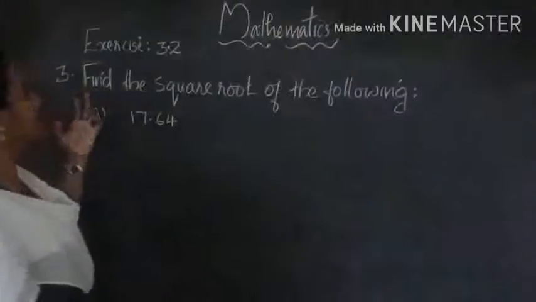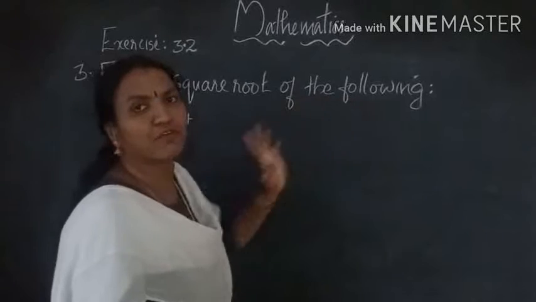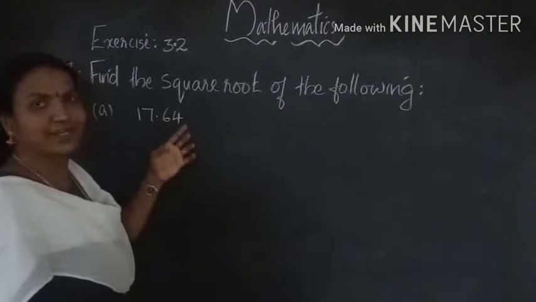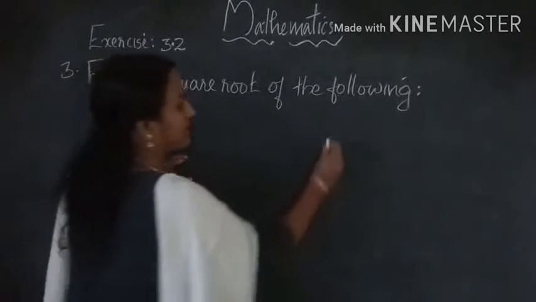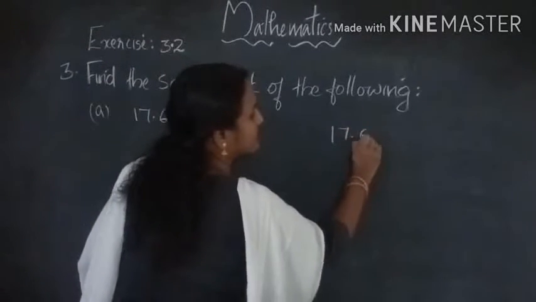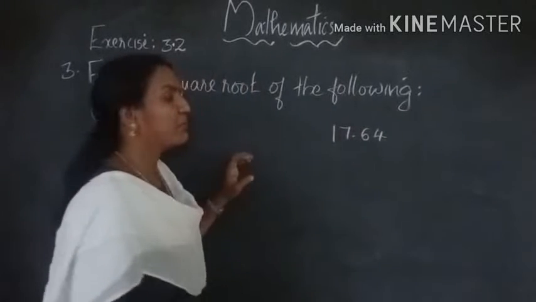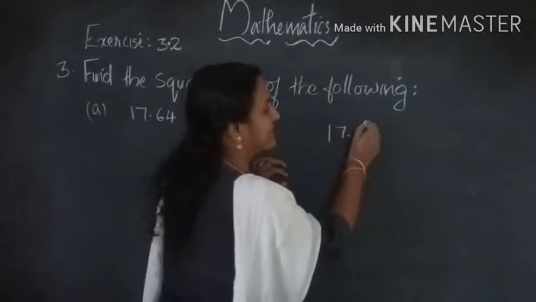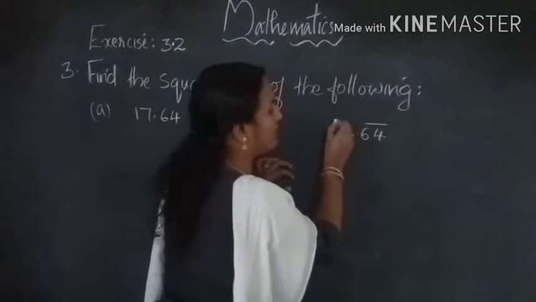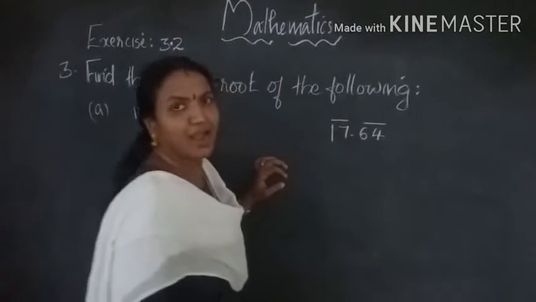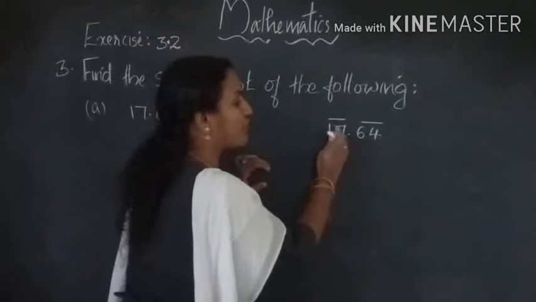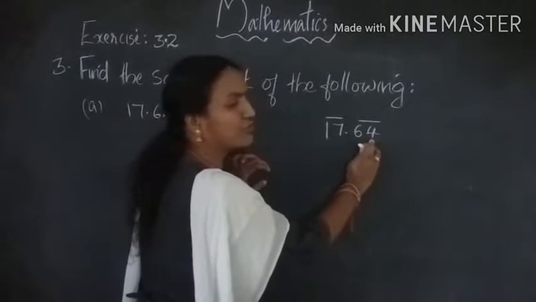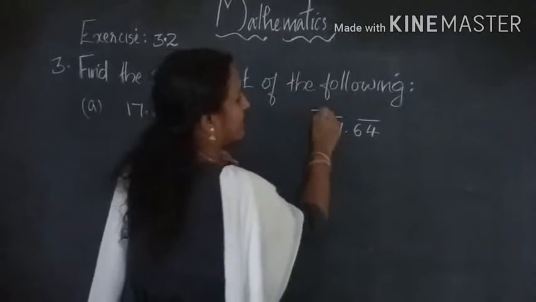Next, question number 3. Find the square root of the following. The first option is 17.64. It's a decimal number. Put a bar over every pair of digits from the unit place. So here 64 is one group and 17 is another group. 17 forms a group for the integral part and 64 forms a group for the decimal part. So long division.